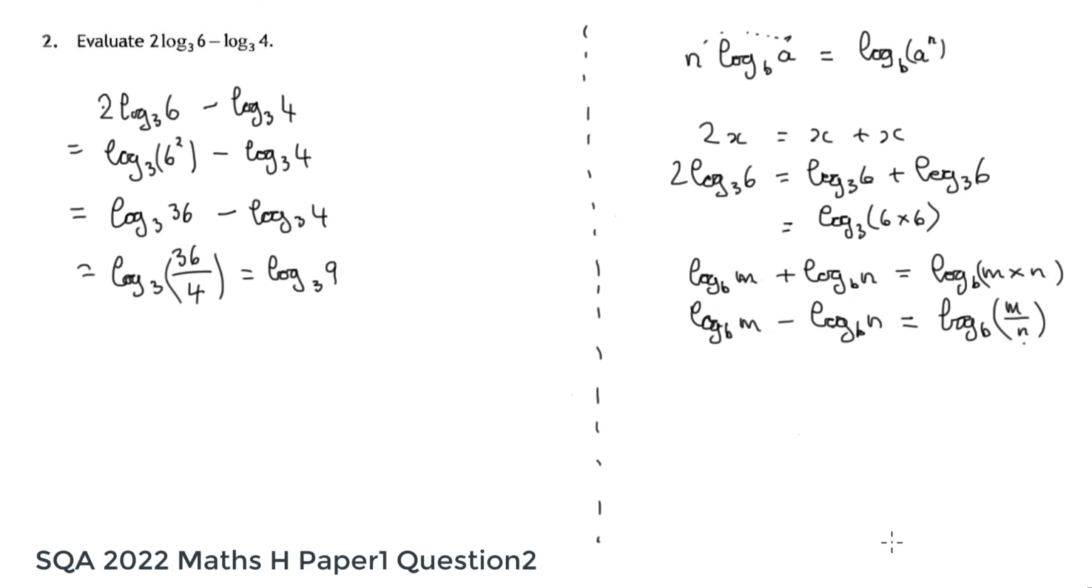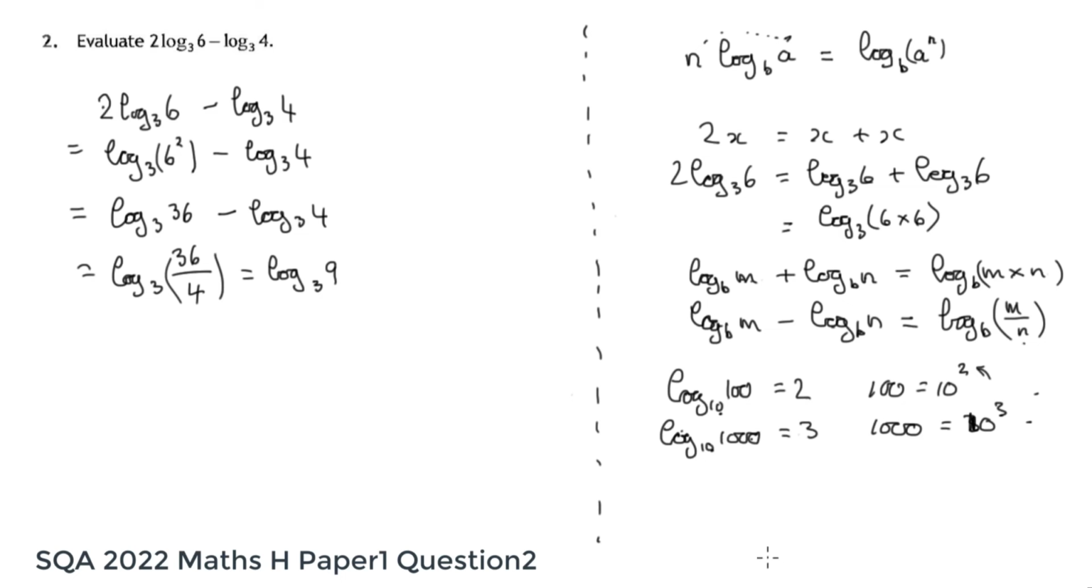And yet again, here's a result that you should know. Let's do a few examples. Log to the base 10 of 100 is 2. Why is that? Because 100 is 10 squared. What power do you raise 10 to get 100? The answer is 2. That's one way of reading this. And log to the base 10 of 1000, likewise, would be 3. Why is that? Because 1000 can be written as 10 cubed. What power do you raise 10 to get 1000?